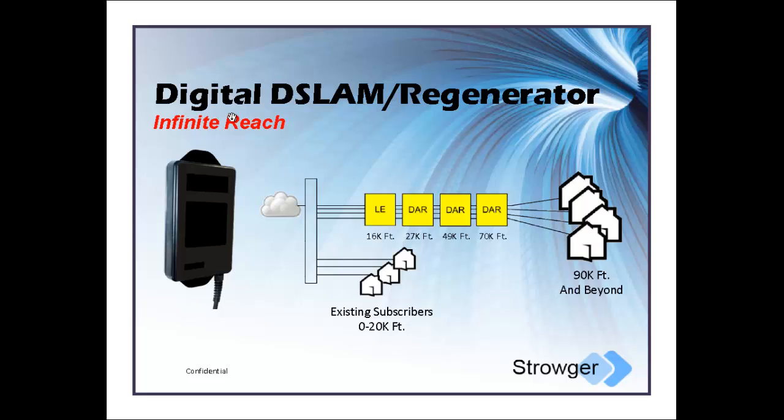As you go up the product family, we have the DSLAM regenerator that allows infinite reach. It does this by completely regenerating the digital signal to its original strength. So in this diagram we're showing that you might start out with a loop extender at about 16,000 feet to boost the subscribers beyond 16,000 feet so they can meet the 4.1 requirements of CAF, and then go on to, at 27,000 feet, a digital regenerator, and then you can repeat as often as necessary to reach any customer with any speed.